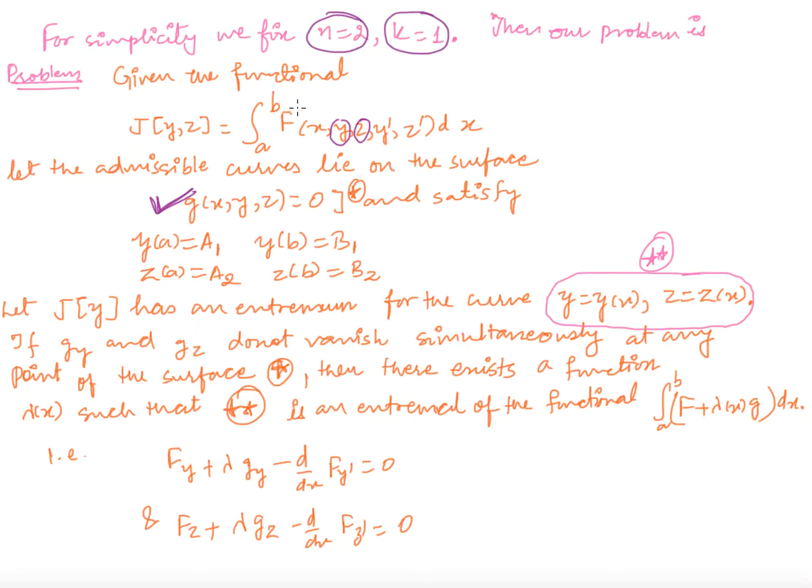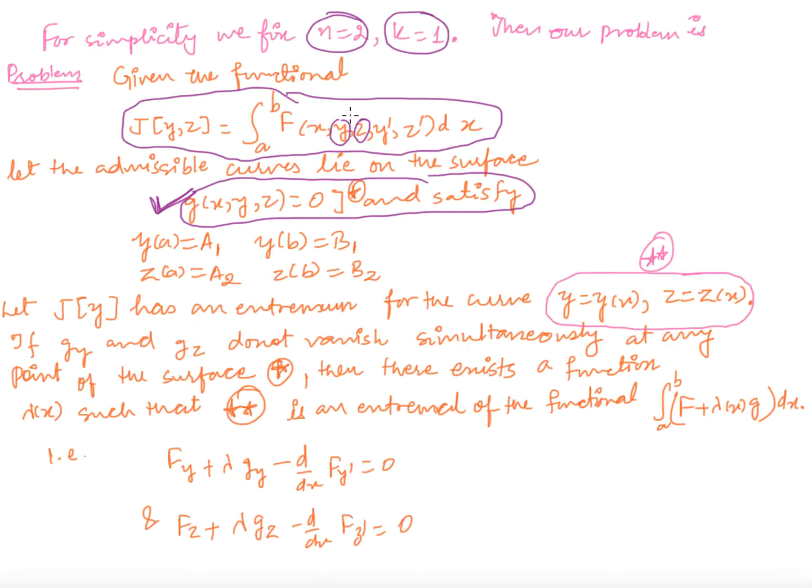So my problem is, suppose I have this functional which depends on two input functions, that is y and z, and let the admissible curves y and z satisfy this condition. What will an admissible curve look like: y is equal to y of x, z is equal to z of x. Actually this is a curve in 3D. And we are saying that suppose this curve lies on this surface. For example, suppose we want to find a curve on the sphere such that length is minimum joining 2 points, then this problem can be categorized like this.